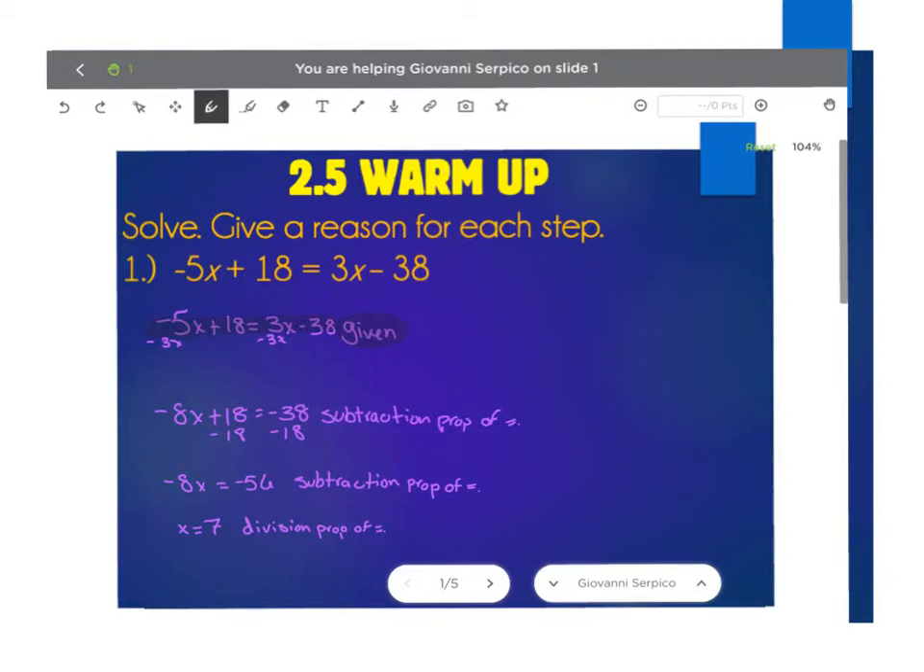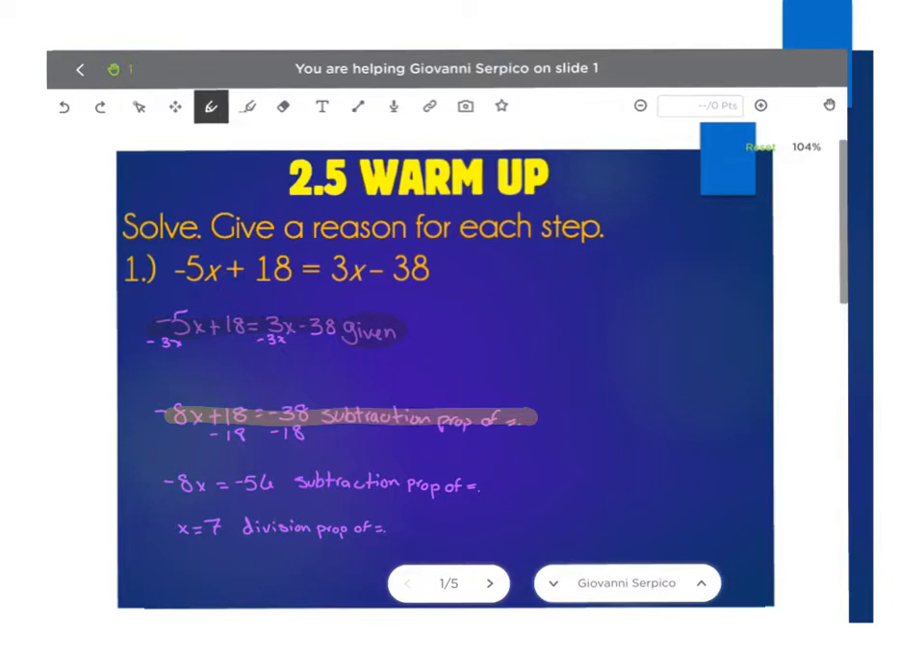Then you can do this in different order. Some people subtracted the 3x, and some people added the 5x. It doesn't matter which way you do it. You just got to justify that step. So he subtracted, and then he wrote subtraction property of equality.